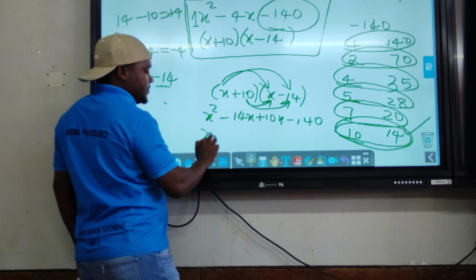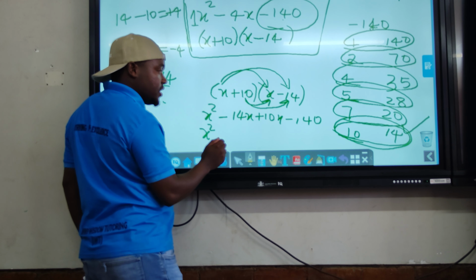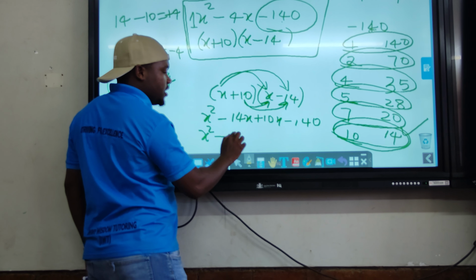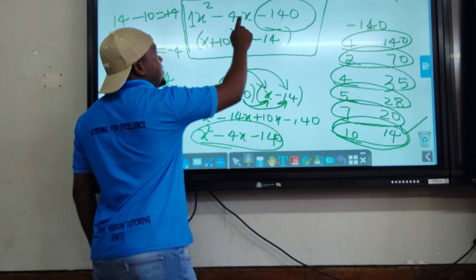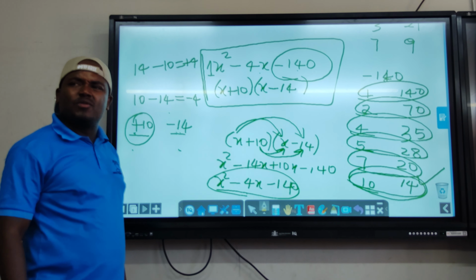You add the like terms, which is negative 14x and 10x. So it will become negative 4x, negative 140. You see that this is the same as that. Yes, and it becomes okay.